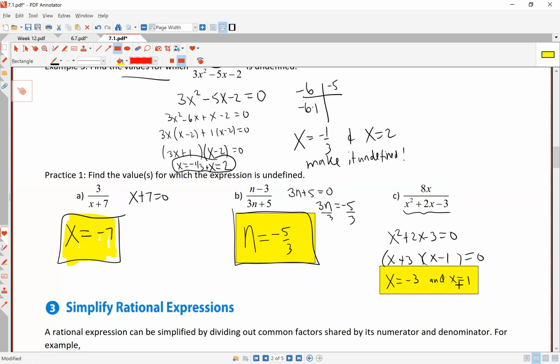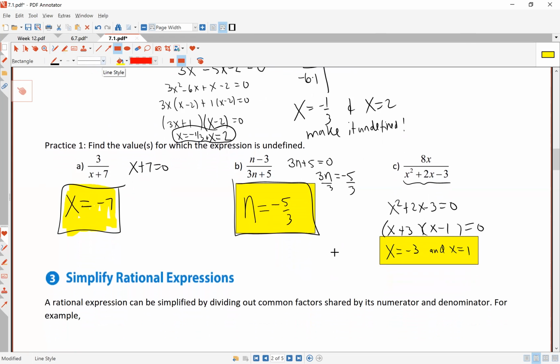Now, what that really means is that if you were to graph something like 3 over x plus 7, it just means you won't get a graph for x equal to negative 7. Where it's undefined, it means you don't get a point for that particular x value.